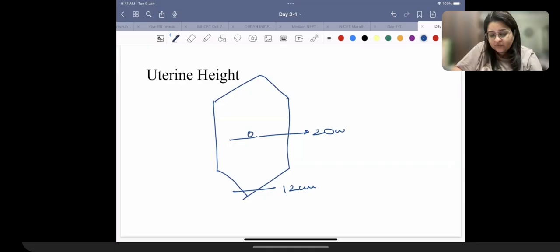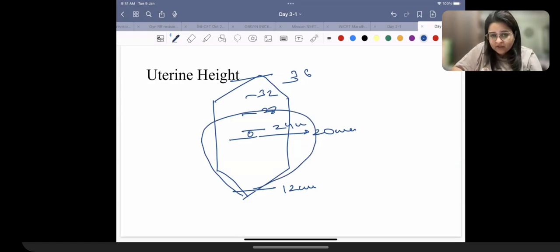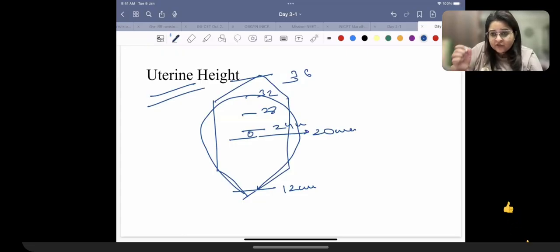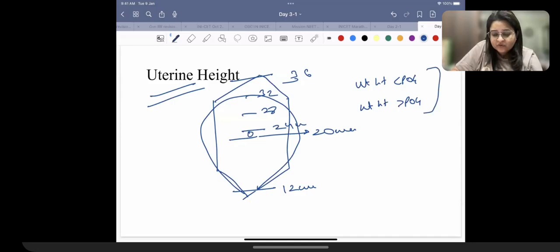It reaches the lower border of umbilicus at 20 weeks, upper border at 24 weeks, xiphisternum at 36 weeks, 28 here, 32 here. Then at term it becomes smaller, it comes down till 32 weeks, and the flanks become full. So I'm not going to repeat all this, but we check the uterine height. So you should know the causes of uterine height less than the POG and causes of uterine height more than the POG. Both you should know because they can come as questions.